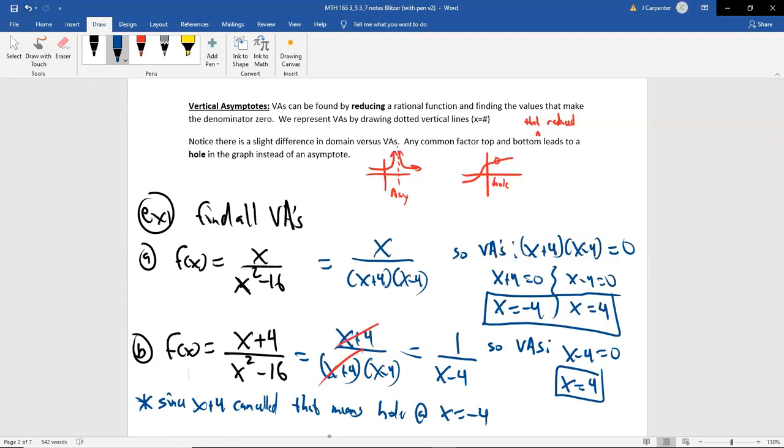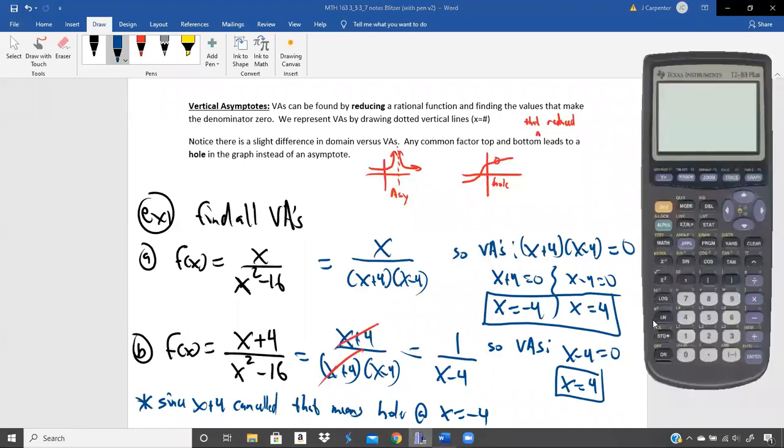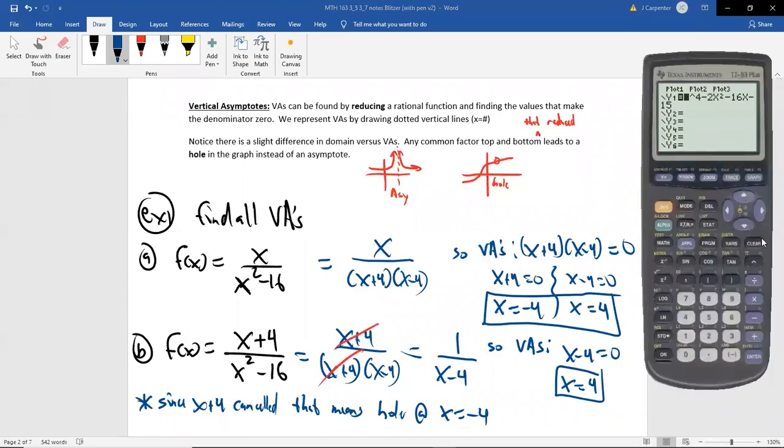See, last time there was a vertical asymptote at negative 4 and positive 4, and now it's a vertical asymptote at 4 and a hole at negative 4 because of the cancellation. So maybe you're not trusting me. Let's graph these two and see if you can tell by the graph that one's a vertical asymptote and the other's a hole. So let's do A first.